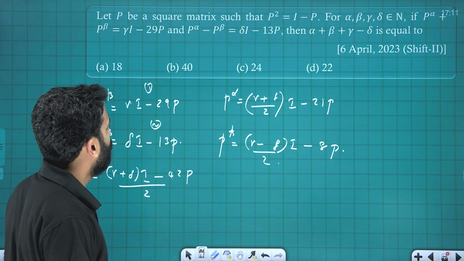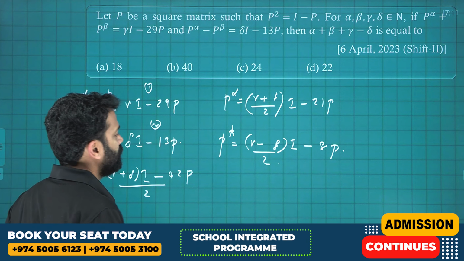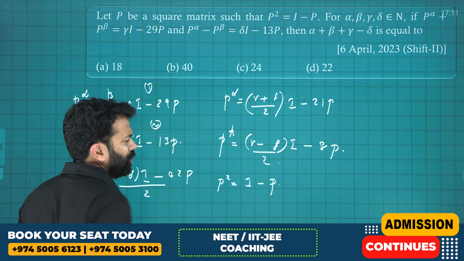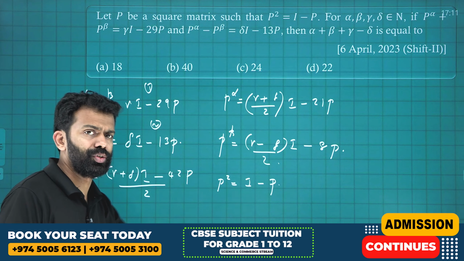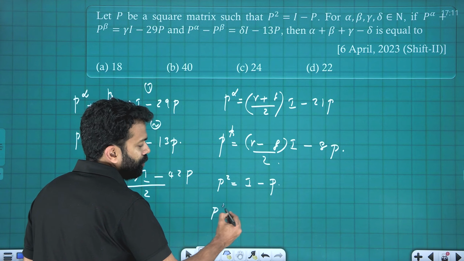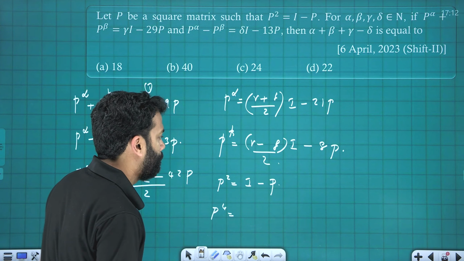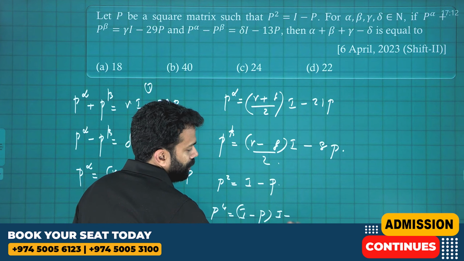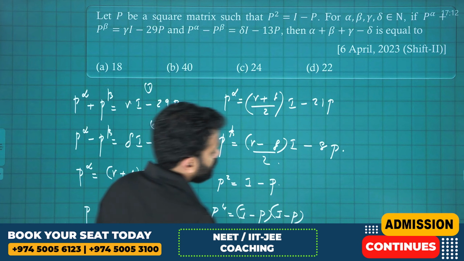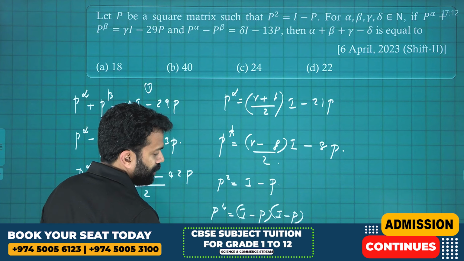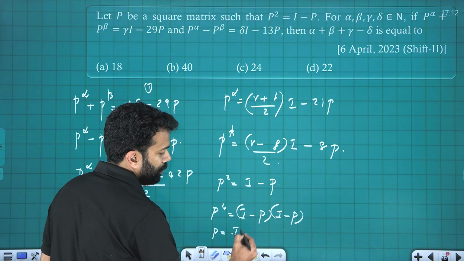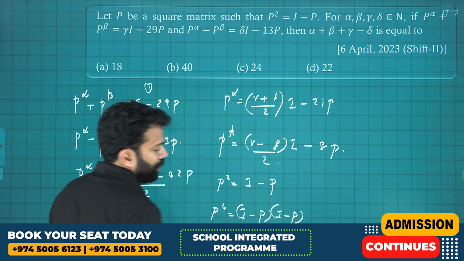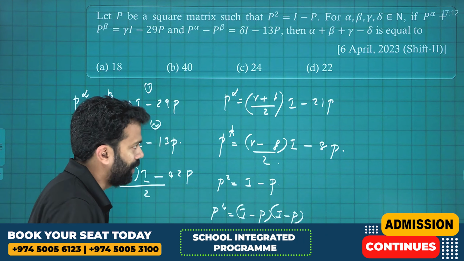Okay, so we have P square is equal to I minus P, right? P square is equal to I minus P, and for the sake of it, what will be P raised to 4? P raised to 4 will be P square into P square, that is I minus P into I minus P, right? Therefore, what is P raised to 4? I'm writing it here. P raised to 4 is equal to I into I is I square, minus 2P plus what? P square. Yes, wait. What is P square?